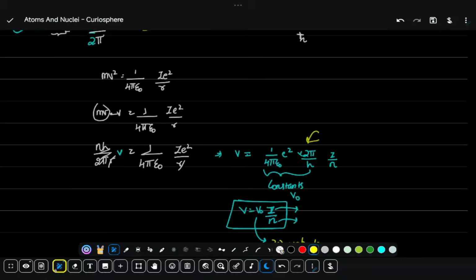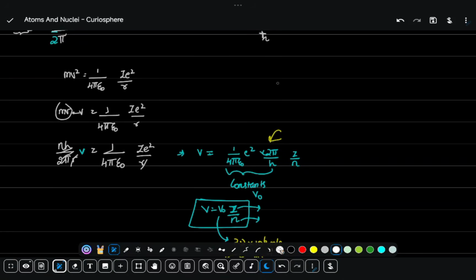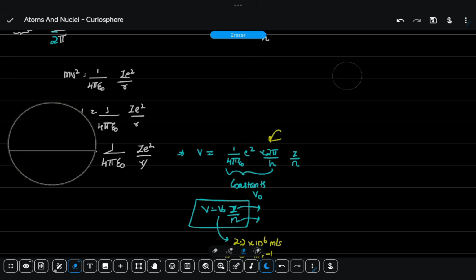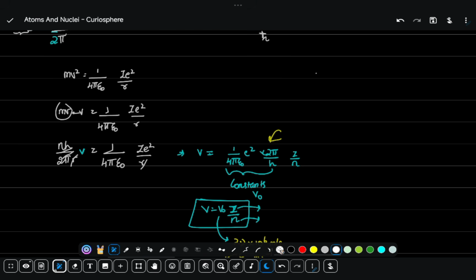Similarly, if you substitute for various things, you will get the value for r. Sorry, not z square by n square. I'm so sorry, my bad. r is equal to r naught into n squared by z. It is n squared by z, and this r naught is nothing but 0.53 angstrom units.